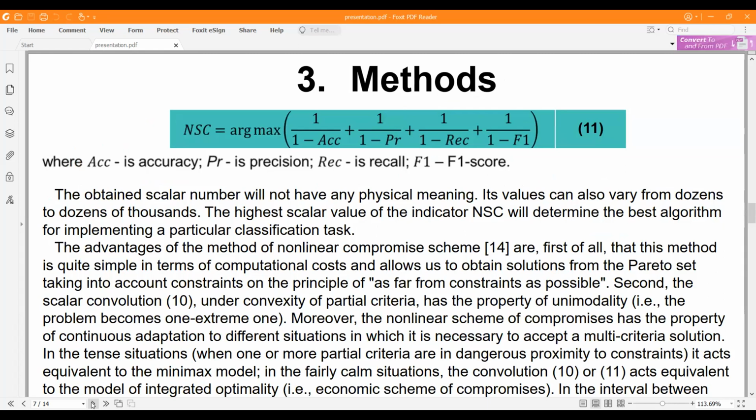The highest scalar value of the indicator NCS will determine the best algorithm for implementing a particular classification task. The advantages of the nonlinear compromise scheme are, first of all, that this method is quite simple in terms of computational cost and allows us to obtain a solution from the Pareto set. Second, the scalar convolution on the convexity of partial criteria has the property of unimodality. Moreover, the nonlinear scheme of compromises has the property of continuous adaptation to different situations in which it is necessary to accept a multi-criteria solution.